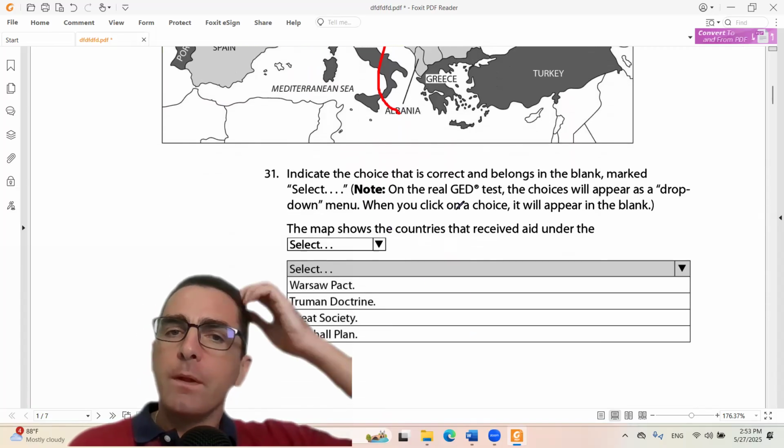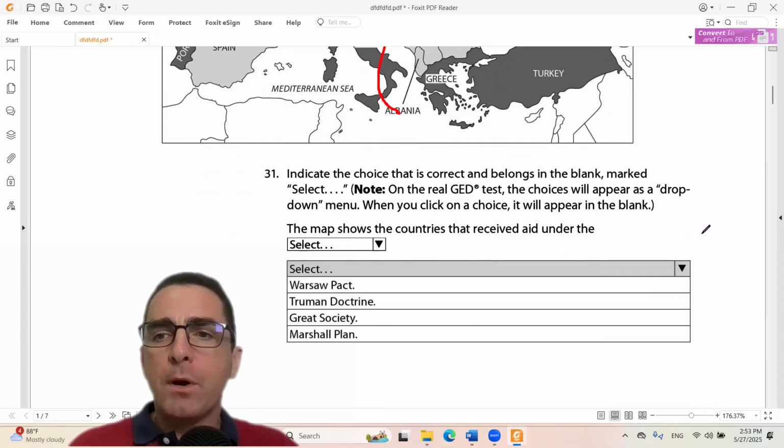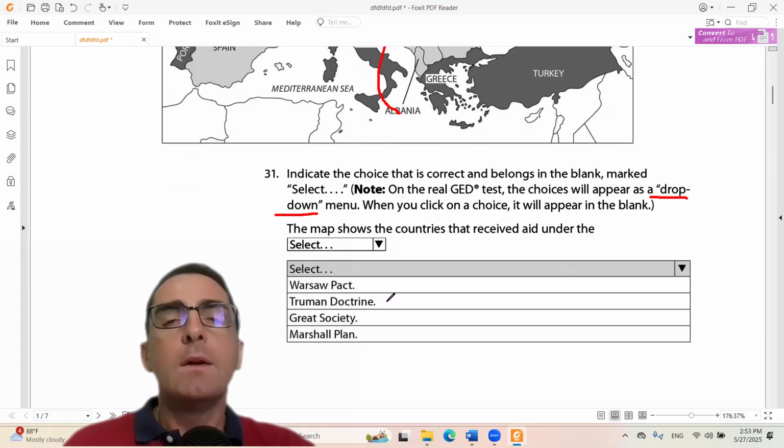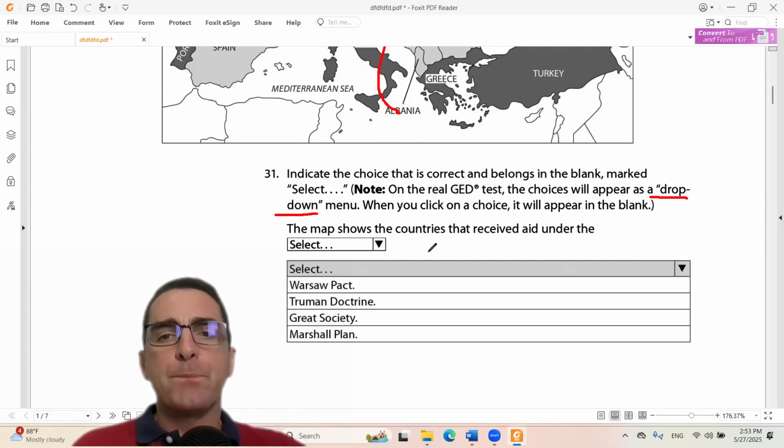It says this is called a drop-down menu, and you'll see these on the real test. So in the real test, you will click one of these, and then you'll be able to click the correct answer. It'll be self-explanatory in the real test. Obviously, I can't do that on a PDF here, but you get the idea.